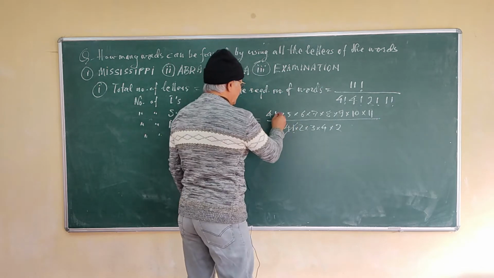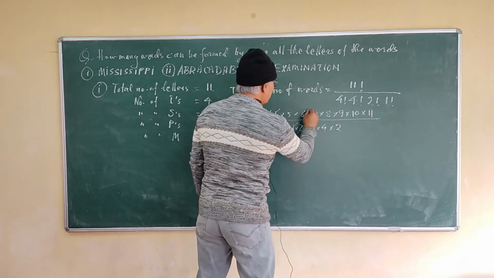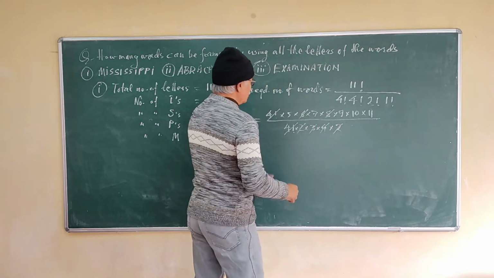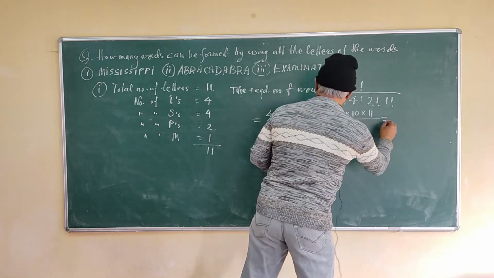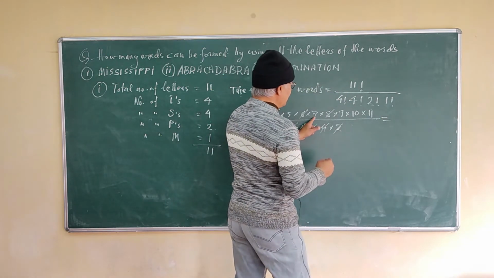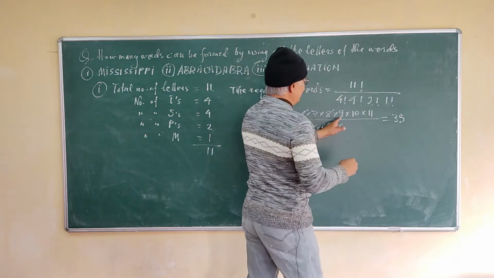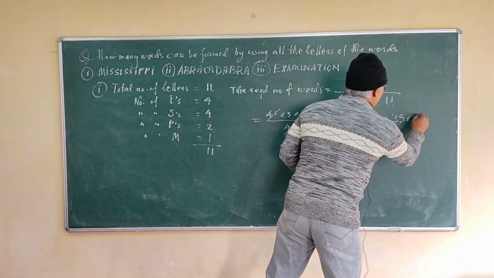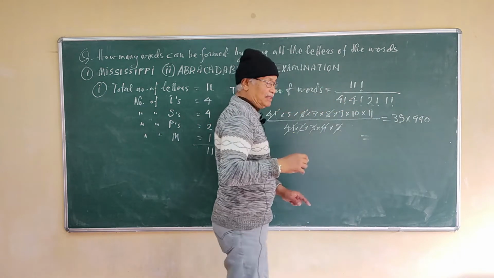So 4 factorial cancels with 4 factorial. So 2 3s are 6, 4 2s are 8. So remaining you can just do it out. What will be the thing? 5 7s are 35, right? 35. And 9 10s are 90. That will be 990. So you multiply and get your answer.